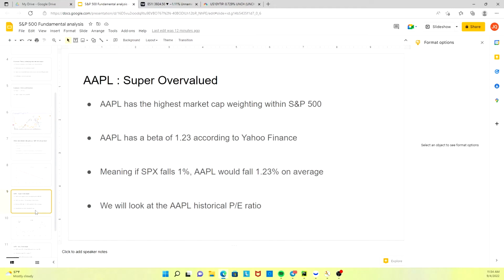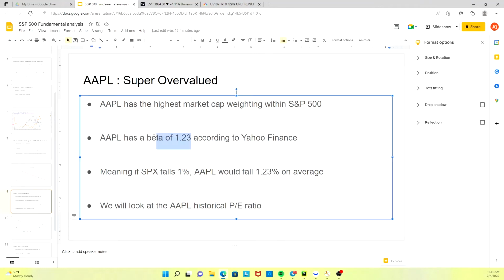The second part I want to talk about is Apple. Why? Because I think Apple is quite expensive with its current PE ratio. So first, we have to notice that Apple has the highest market cap weighting within S&P 500. Secondly, if you check Yahoo Finance, you will find that Apple has a beta of 1.23. What does that mean? Well, that means if S&P 500 falls 1%, Apple should fall roughly 1.23% on average.